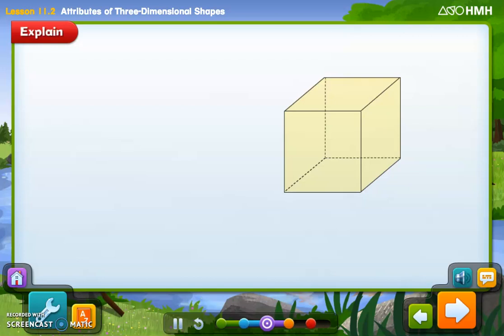A cube can be described in different ways. Each flat surface is called a face. The faces of a cube are squares. This is an edge. An edge is where 2 faces meet. The dashed lines are also edges. This is a vertex. A vertex is where edges meet. Vertices are corner points. The place where these edges meet is also a vertex.